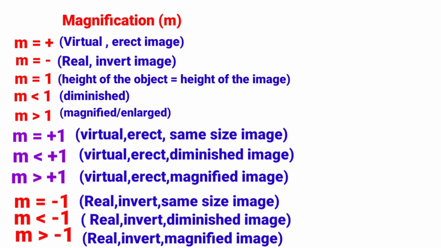M is equal to minus 1: real, inverted, and same size image. M less than minus 1: real, inverted, diminished image. M greater than minus 1: real, inverted, and magnified image.